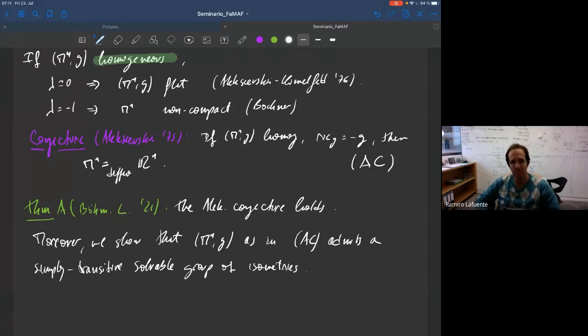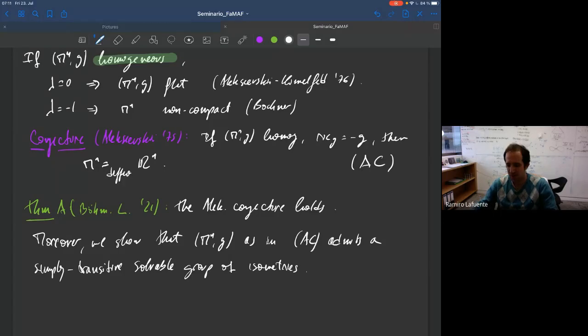Simply transitive here means it's transitive, and that the action is also free. So essentially M is, as a manifold, the solvable group itself. This is the result whose proof I'd like to explain today.